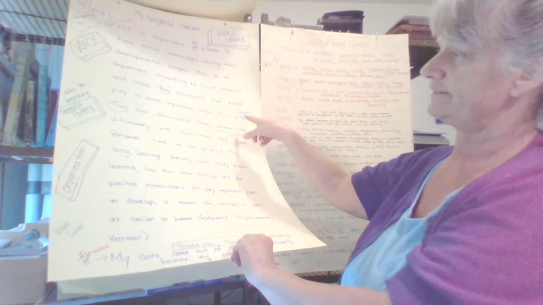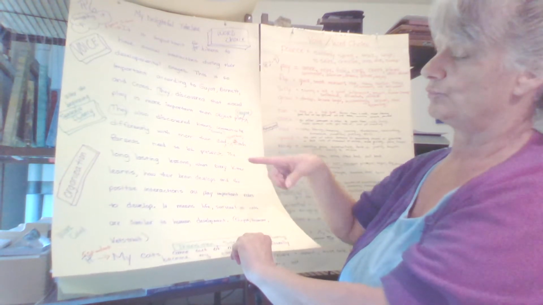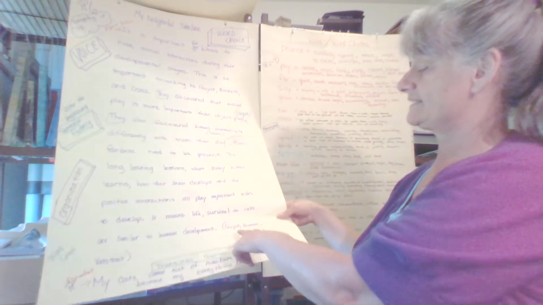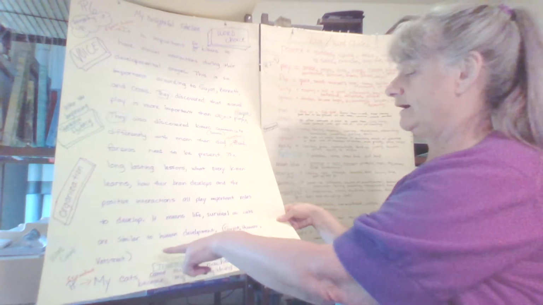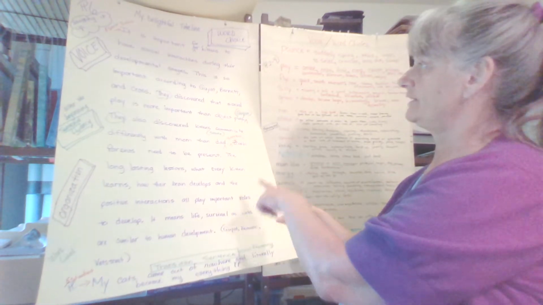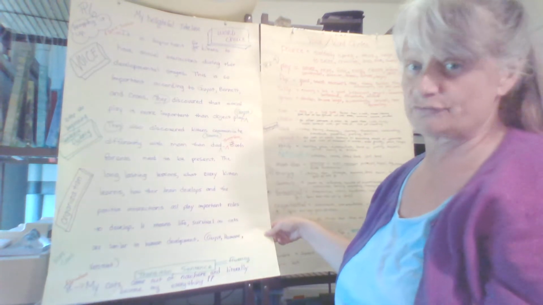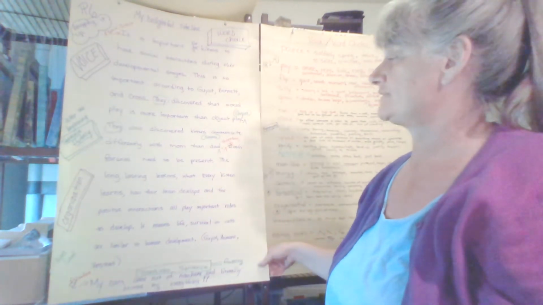This right now is Goya. This is my other works cited or research that I did today. Goya, Humane Society and Vet Street. And Goyette, Bennett, and Cross is the research that I came across for developmental stages. So I want to read that to you so that way we can go back here and start.